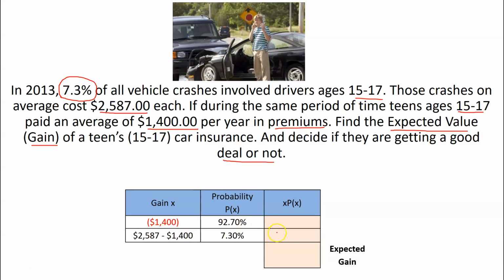So I'm going to multiply straight across. And of course, that one's a big negative number. Again, we use parentheses for negative numbers. That one's a positive number, but you can see it's a very small positive number because there weren't that many people that actually got in crashes. Now, again, this isn't a small number, but it's not 50% either. The expected gain then is a negative $1,211.15, which notice isn't a whole lot different than what the premiums were.